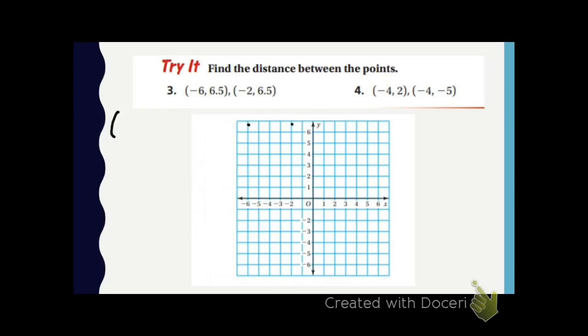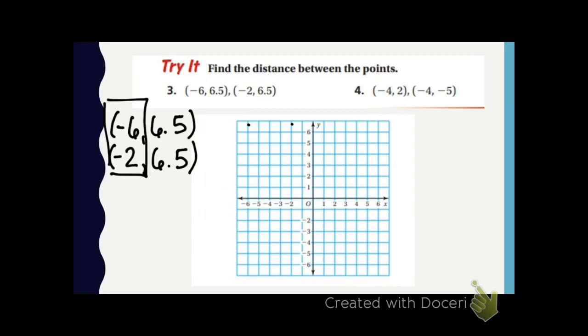Or for those of you that just like using the coordinates, here's what you do. You write your coordinates and you only deal with the ones that are different. These both have 6.5, so I'm going to be using these two numbers. I'm going to find their absolute value. Absolute value of -6 is 6. The absolute value of -2 is 2. 6 minus 2 is 4. So they moved 4 units.